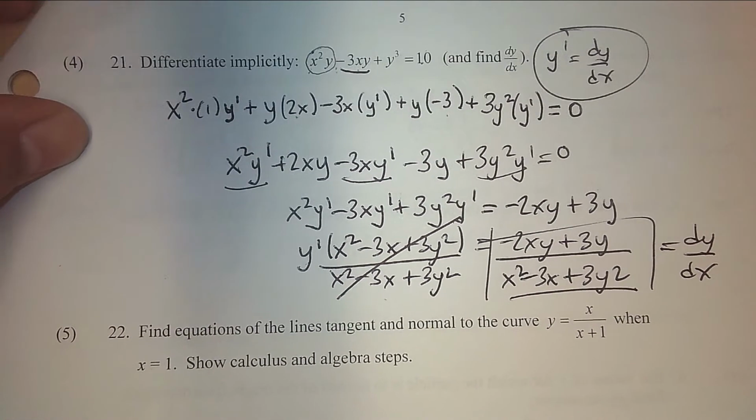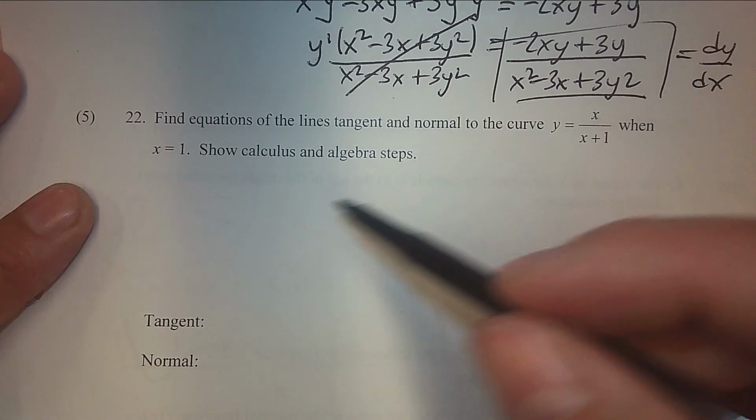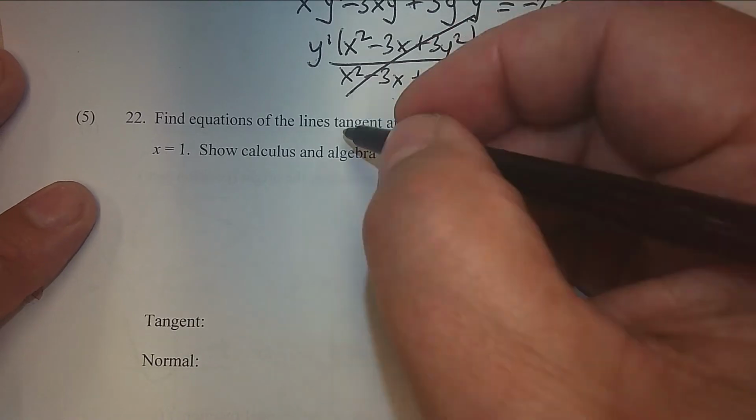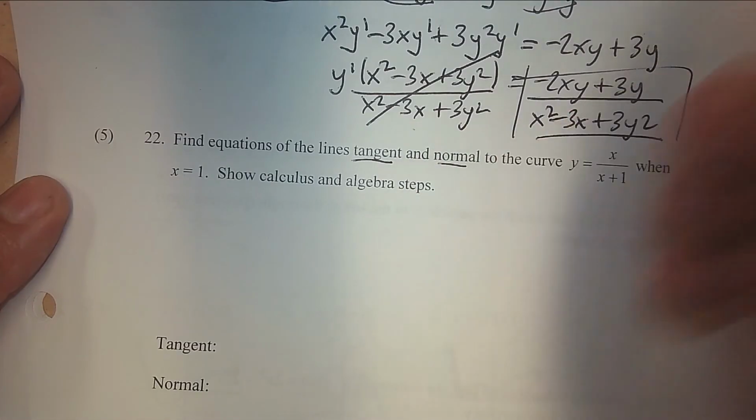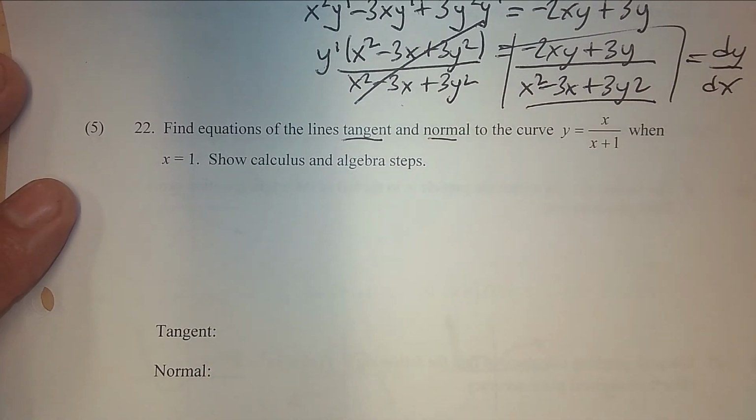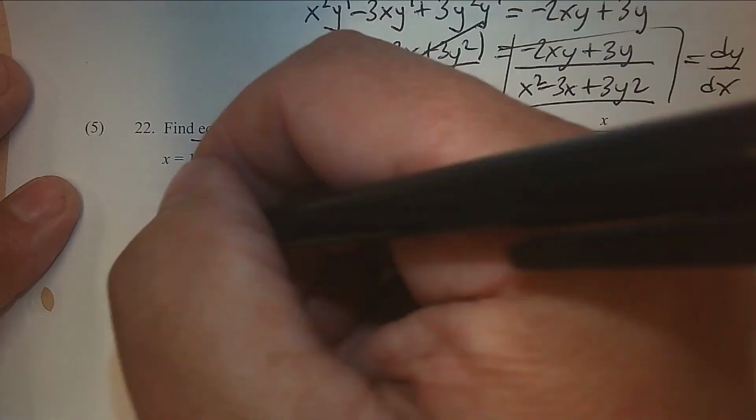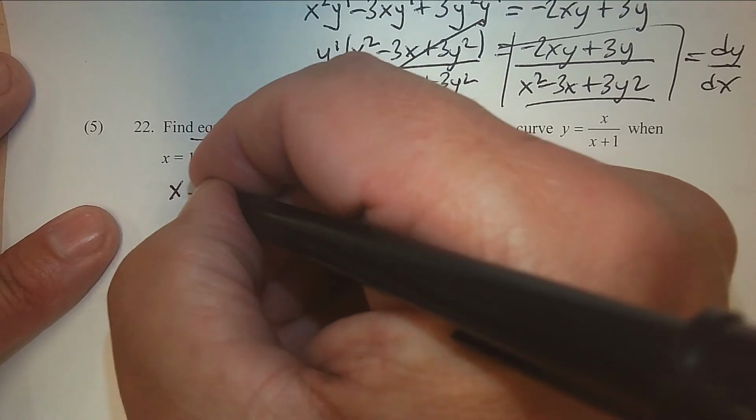22. Find equations of lines tangent and normal to this when x equals 1 and show the calculus. So tangent and normal require the derivative. These are perpendicular to each other. So the only difference will be the slope at the end. So we need equations. So whenever I hear the equation of a tangent line, I quickly write down x equals, y equals, and m equals. Those are the three things I need.